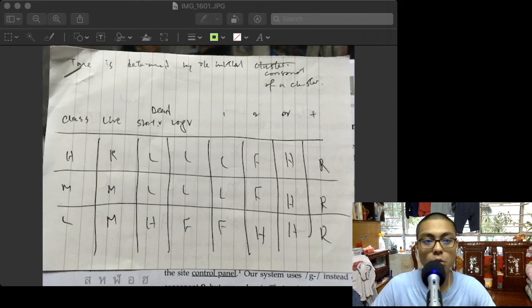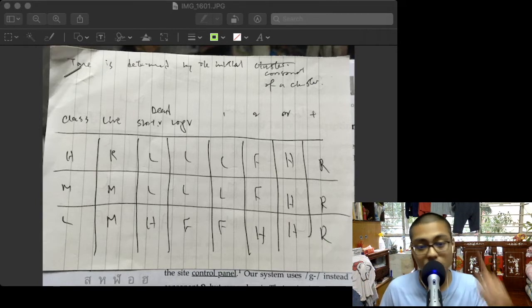So let's talk about how this chart works and how to read it. So this is a Thai tone chart. When we studied Thai consonants, I told you to memorize the tone class of each consonant, and it matters because it affects the tone of a syllable.